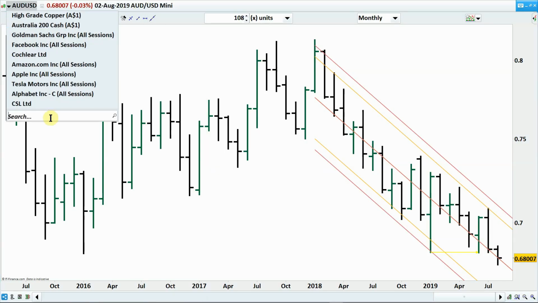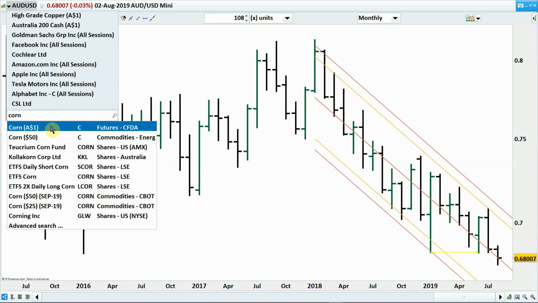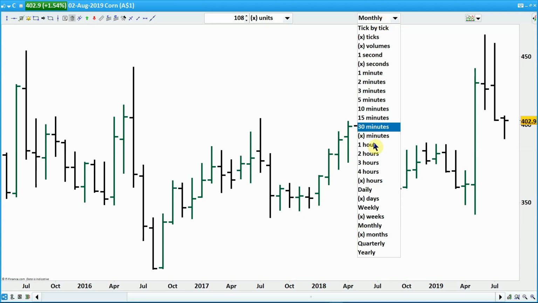For corn, we'll write down CORN, corn. And what did you do? Ooh, corn. Yeah, it's a good one, isn't it? What did you do, corn?